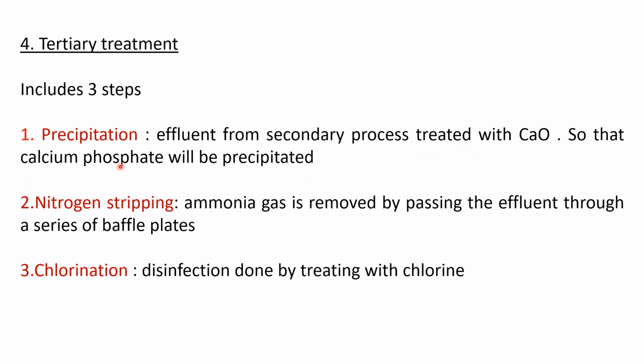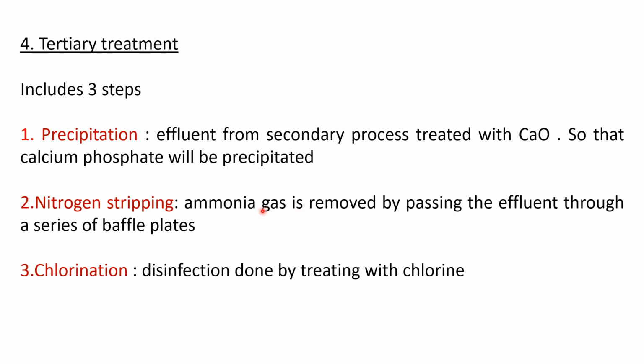So all phosphate content present in sewage water can be removed by adding calcium oxide. So it is precipitated as calcium phosphate. This method is known as precipitation. Second one is nitrogen stripping. This is a method to remove ammonia gas present in sewage water.